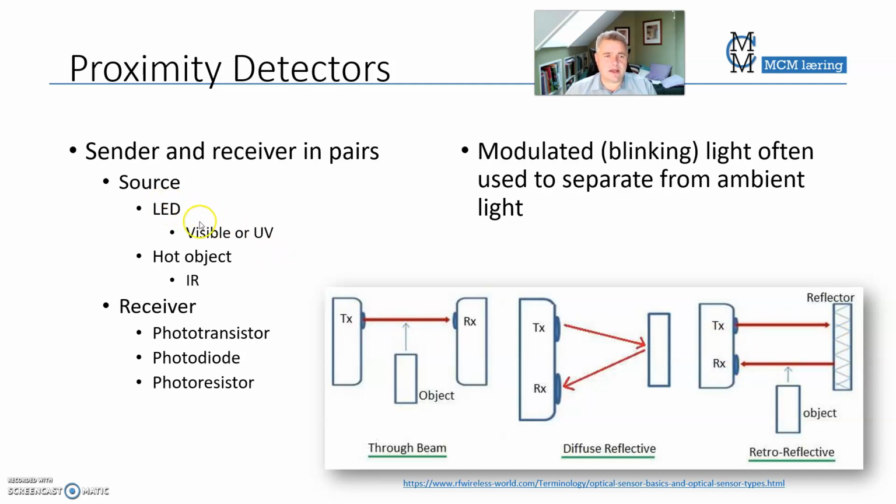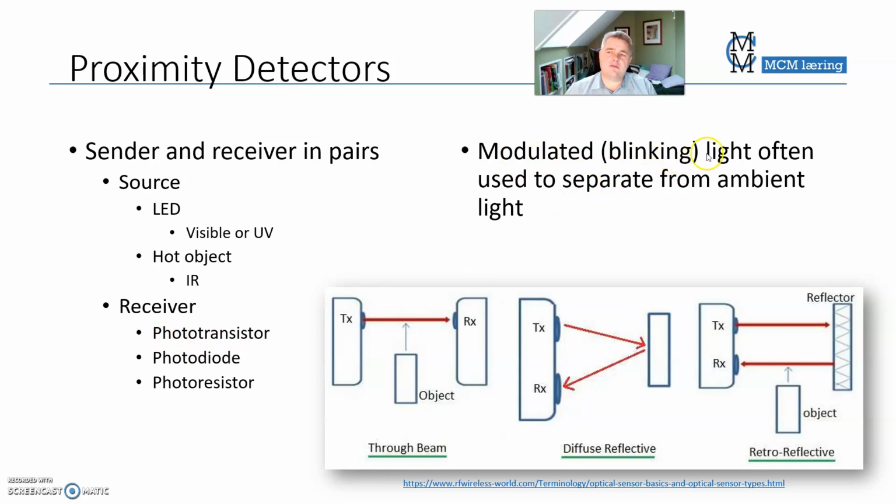The source is a LED, or maybe it's also sometimes visible, sometimes ultraviolet, or it may even be a hot object. The receiver is a phototransistor, photodiode, or photoresistor. In most cases, a phototransistor.